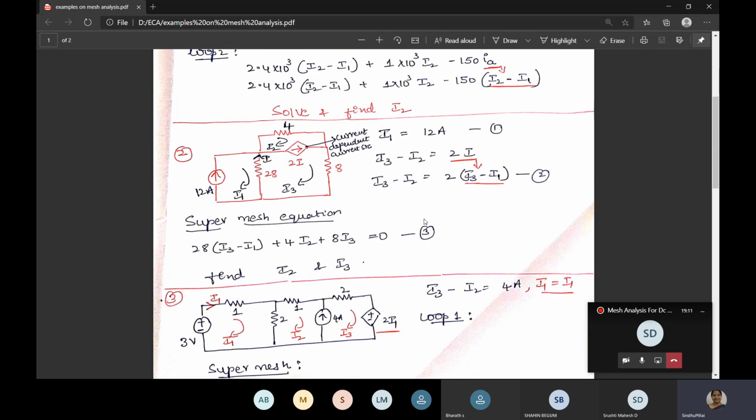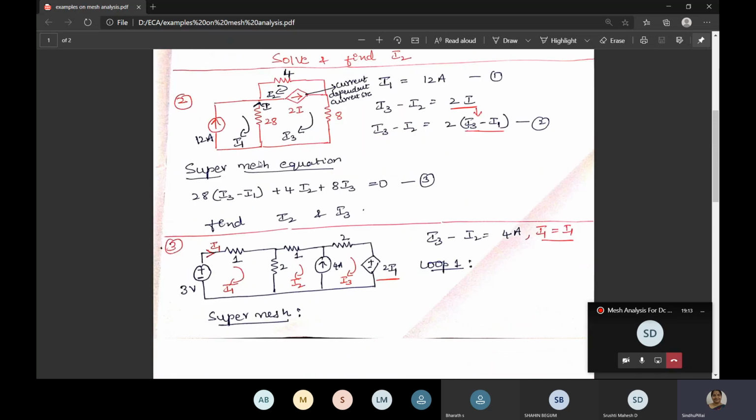One more example we'll see. We have one more dependent source here. How many meshes are here? We have three meshes. So three currents are assumed in clockwise direction, I1, I2 and I3. Again checking whether there is a current source at the border. We have one 12 amps current source. So we get the I1 answer directly. I1 is equal to 12 amps.